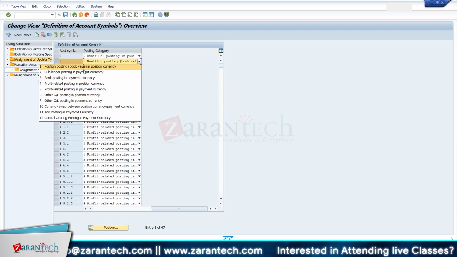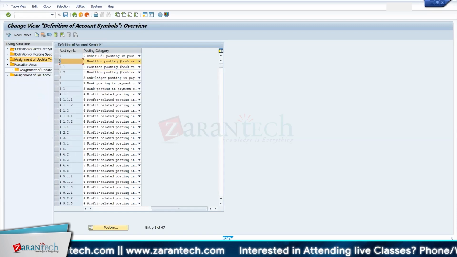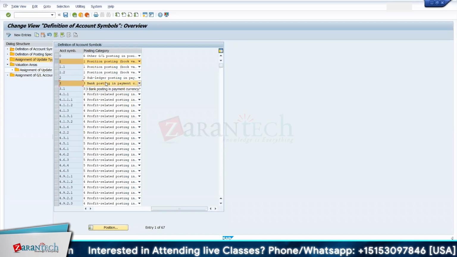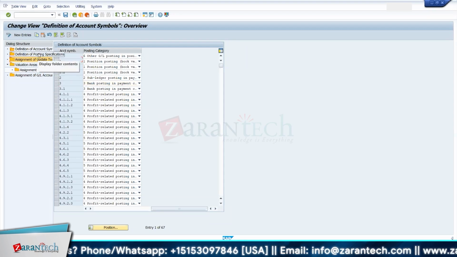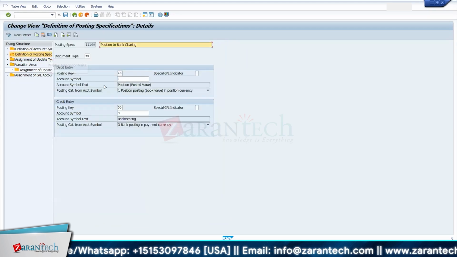For the time being, you just understand account symbol 1. I am going to use it for the posting of any transaction to the position, meaning the main flow. And 3 you can see here is bank, then 3.1. So different types of account symbols are already created. We can create new ones also, but as I mentioned, we will start with the standard, because understanding of the flow is very important, and then we can learn how to create new.